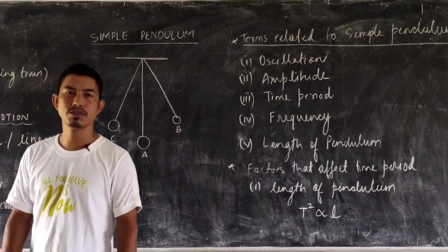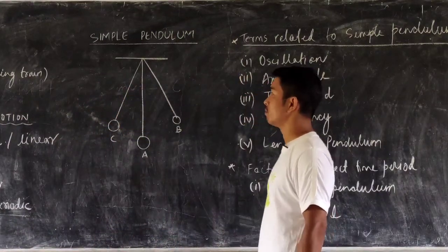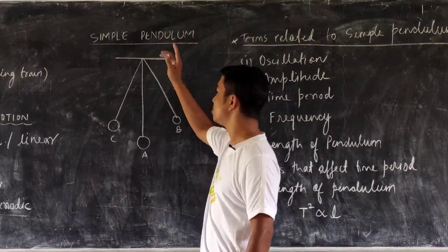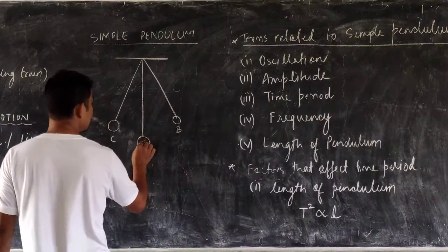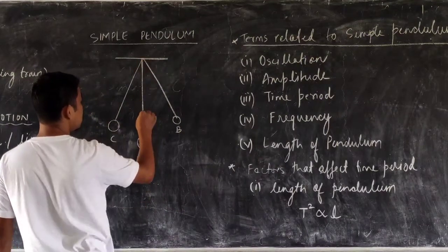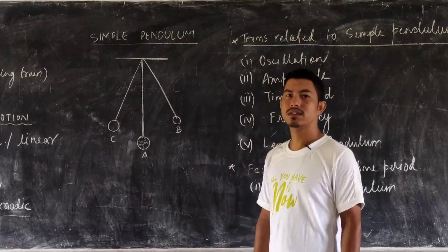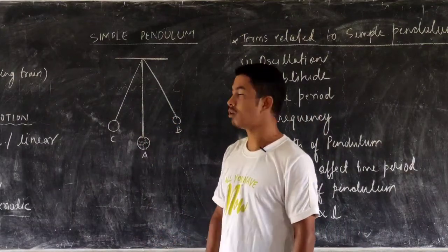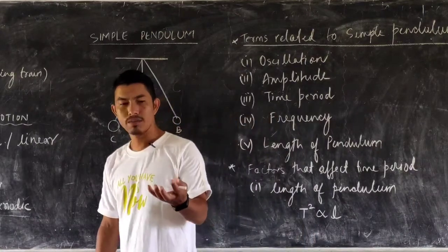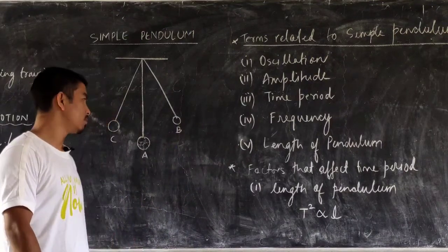So in the next part of your book, we have a simple pendulum. Now what is a simple pendulum? A simple pendulum is nothing so complicated. It's just a heavy object suspended by a thread, and this thread must be an inelastic thread. Inelastic in the sense that it should not elongate when we suspend a load. So a heavy object suspended by a thread is known as a simple pendulum.